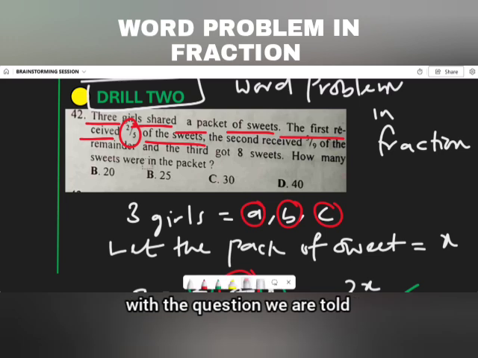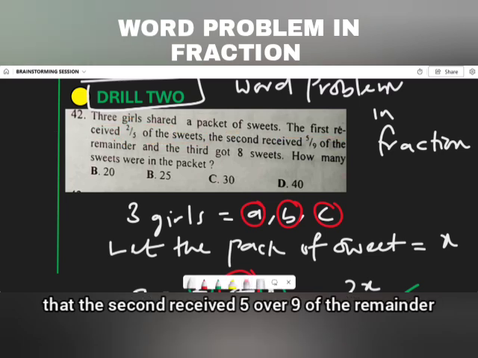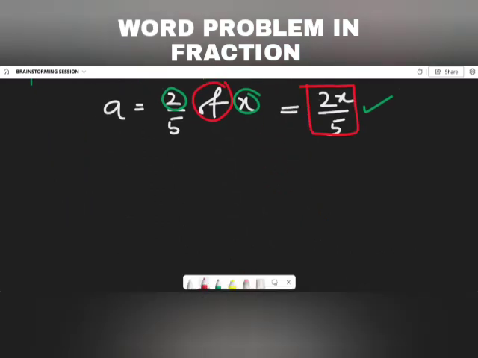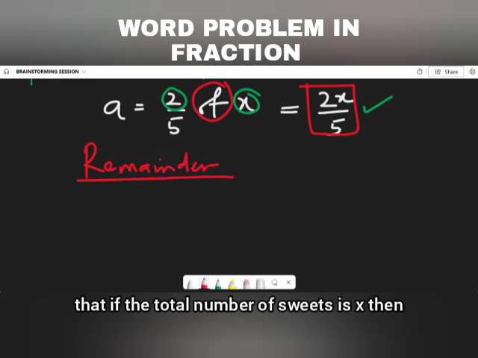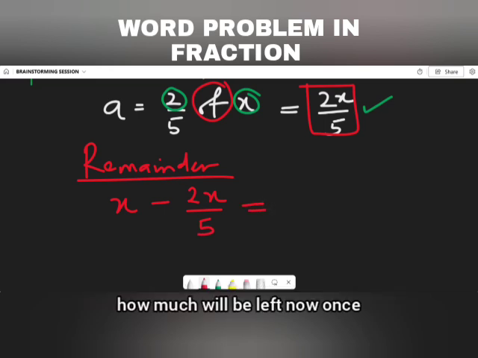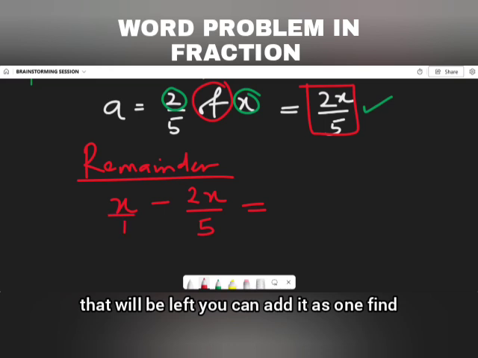Now let's go on with the question. We are told that the second received 5/9 of the remainder. So after the first girl has received 2x over 5 sweet, what is the remainder? Let's get the remainder. If the total number of sweets is x, and the first girl received 2/5x of the sweet, how much will be left?